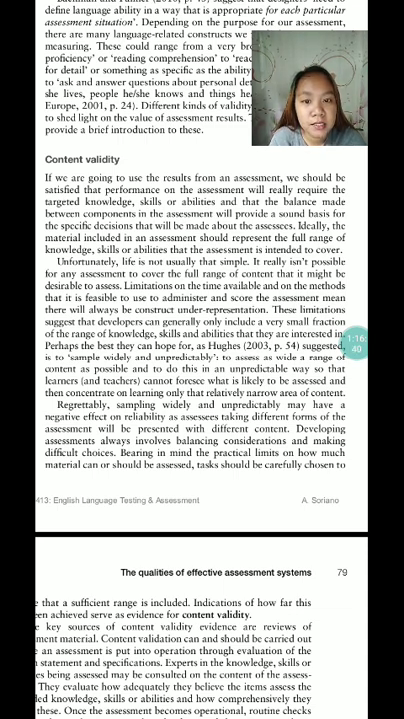Perhaps the best they can hope for, as Hughes suggested, is to sample widely and unpredictably, to assess as wide a range as possible, so that learners and teachers cannot forecast what is likely to be assessed and then concentrate on learning only that relatively narrow area of content.